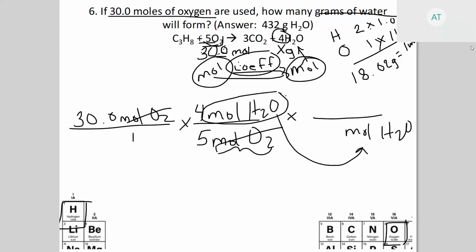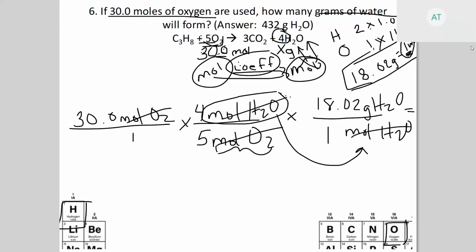Instead, we're right here. We're trying to get up to grams. We're going to use this molar mass. So what number goes with moles in the molar mass? 1, that's right. What is that equal to? 18.02, that's right. Grams of water. So the moles of water then cancel.